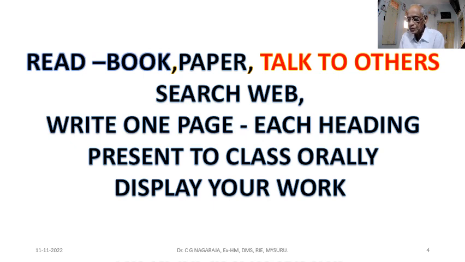You can talk to others, and whatever information you collect through all these things, summarize it into one page on each heading and then present it to the class orally. You can read those things in the class. You can collaborate with your friends and read for others to understand what you have written and what others have written. You can discuss and display your work in the classroom in the form of an exhibition. That will end your self-learning process.